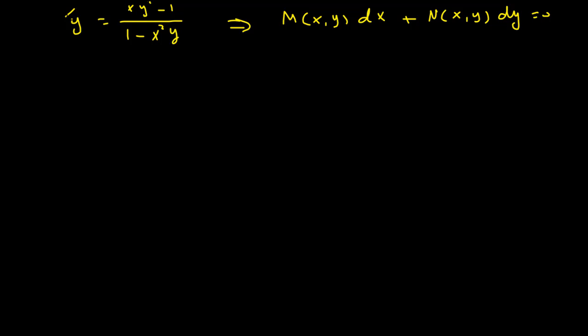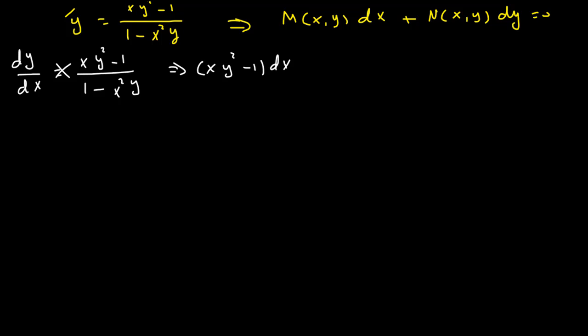And this is pretty straightforward. We say that y dash is dy by dx, and this will equal x y squared minus 1 over 1 minus x squared y. By multiplying both sides and putting everything on the left hand side, we will have this one multiplied by dx, so we will have x y squared minus 1 dx. This will equal 1 minus x squared y multiplied by dy.